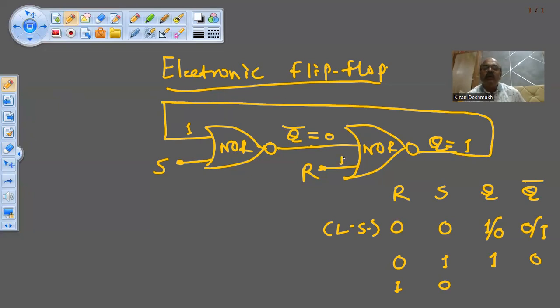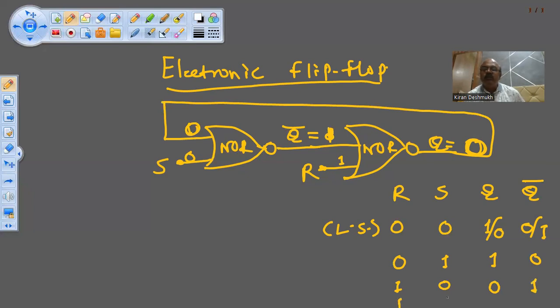R is 1 and S is 0. When R is 1, Q will be 0. Truth table of the NOR gate: if one of the inputs is 1, the output will be 0. So this will be 0. When both the inputs are 0, Q bar will be 1. Okay, so Q will be 0, Q bar is 1.